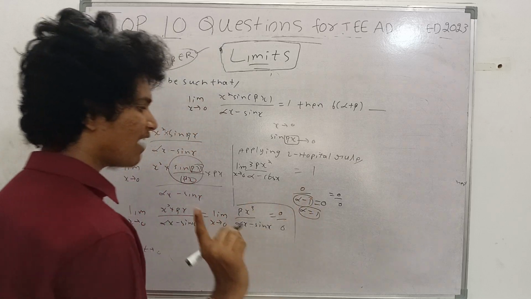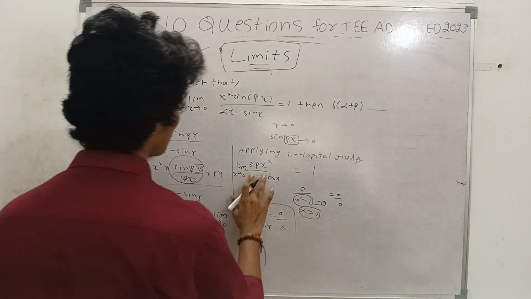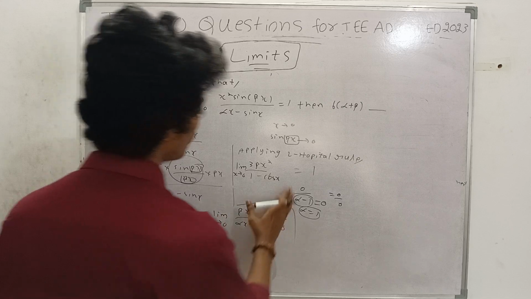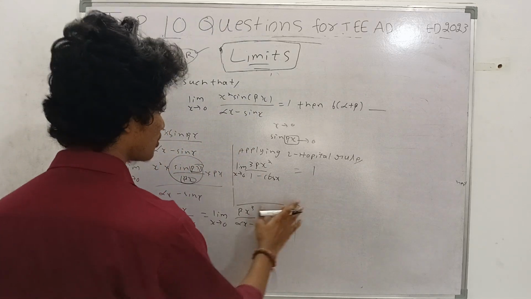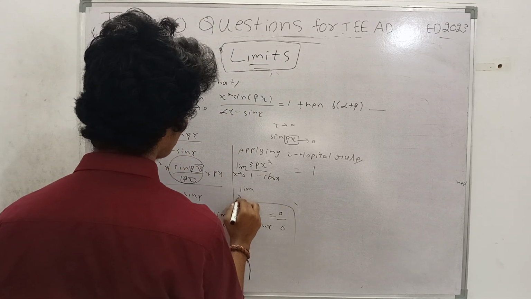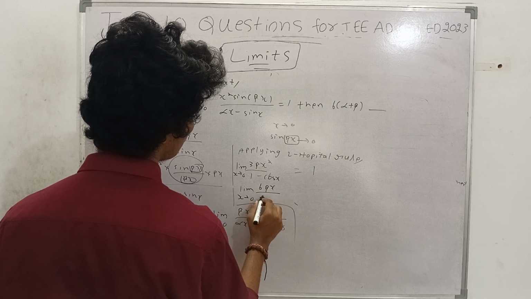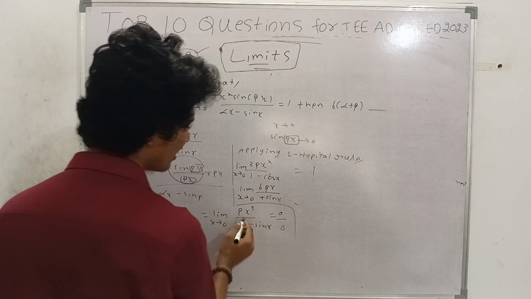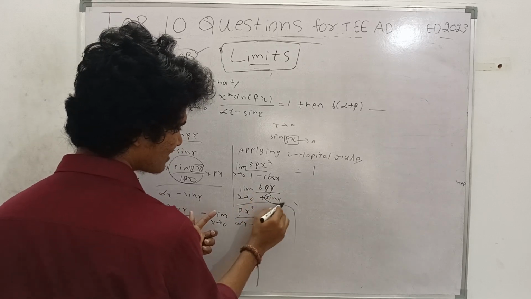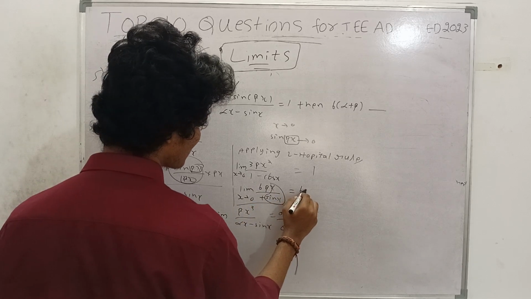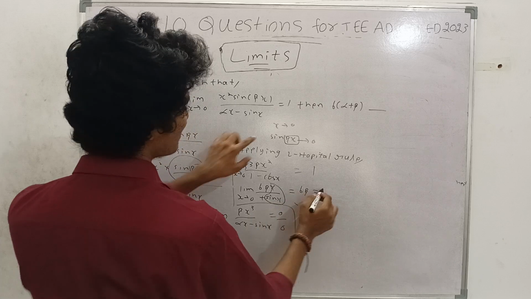So 1 value we found. So I can replace here 1. Now what we can do now? We can again differentiate. When we again differentiate, x tending to 0, now it will be 6 beta x divided by sine x. So we already know when x is tending to 0, x by sine x equal to 1, and the final answer is 6 beta, and the given this 6 beta answer is equal to 1.